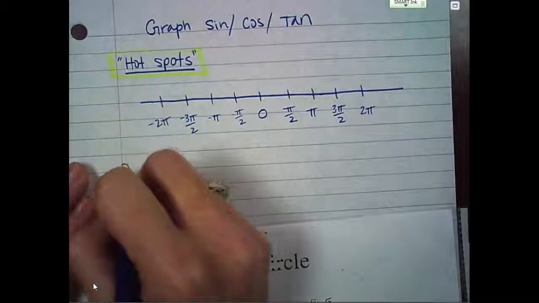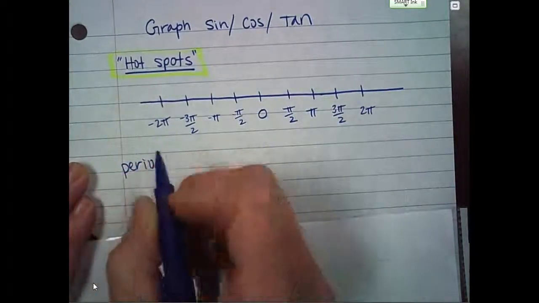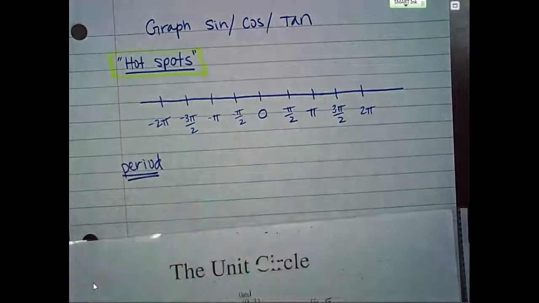Now we have two vocabulary words. One of them is called the period. In other words, it's meaning how much of the graph do I need to see its entire picture. We know it's a wave, right? So you need to know how far out do I need to. Do I need to make an entire unit circle in order to see it, or is just half a unit circle enough? Okay, so let's look.